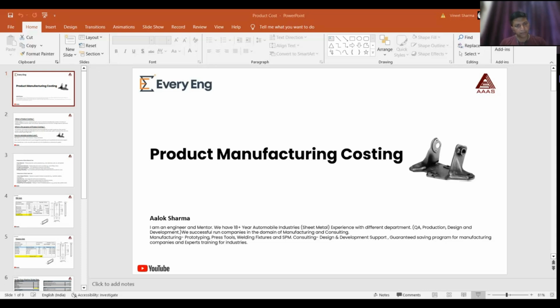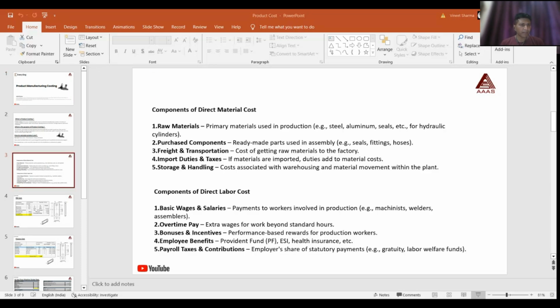Basically, during the cost, we have two types of cost: direct material cost and direct labor cost. So the major component is direct material cost. In direct material cost, what will be considered? RM cost. Definitely, during the session we discussed how to calculate it.